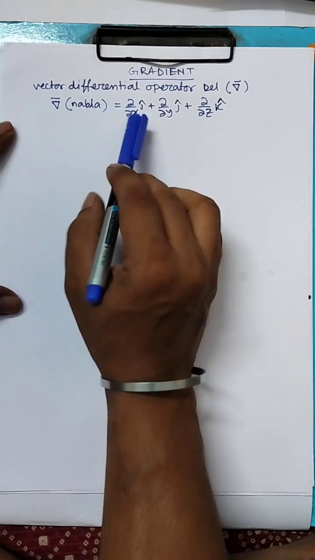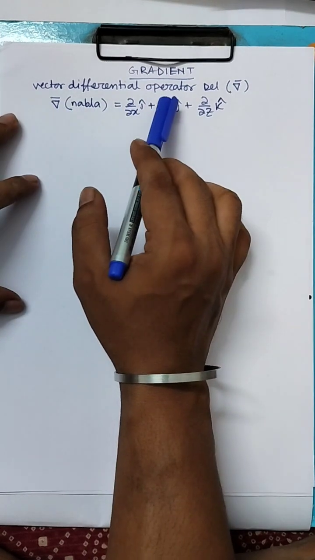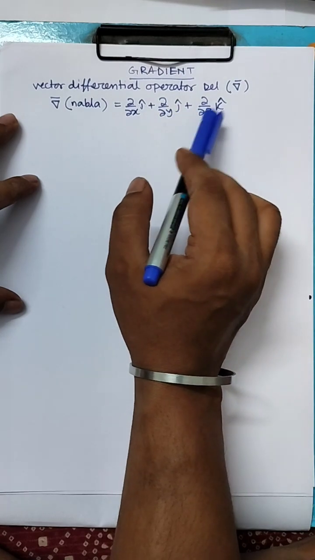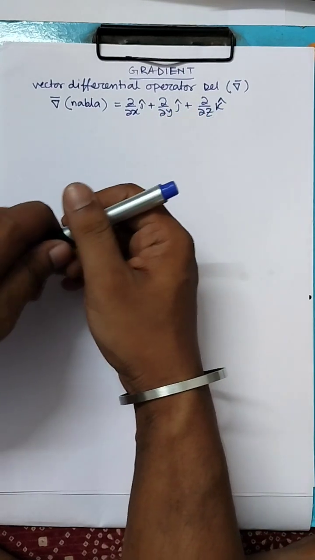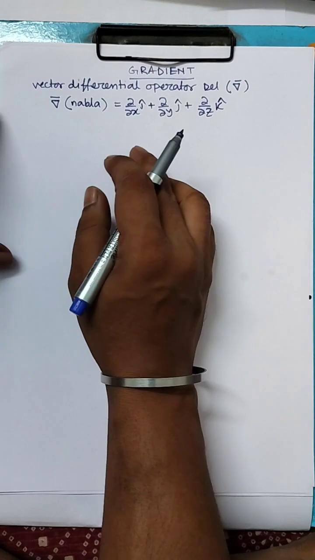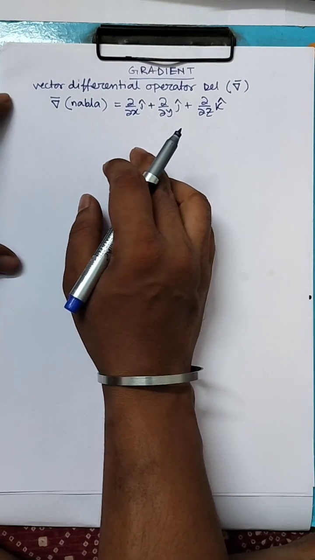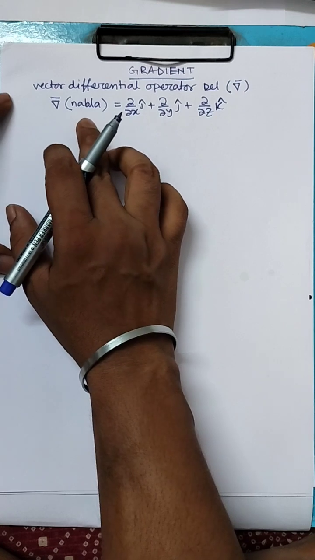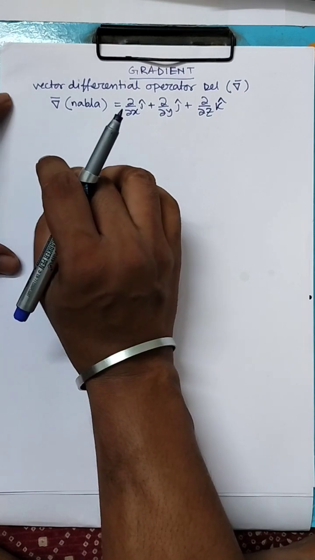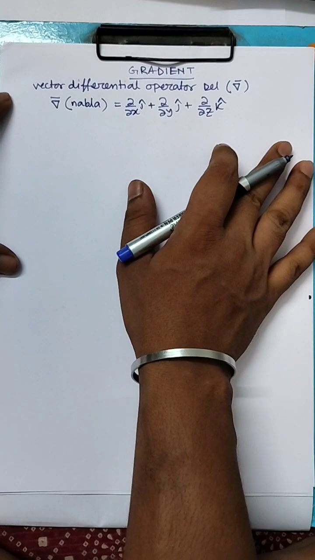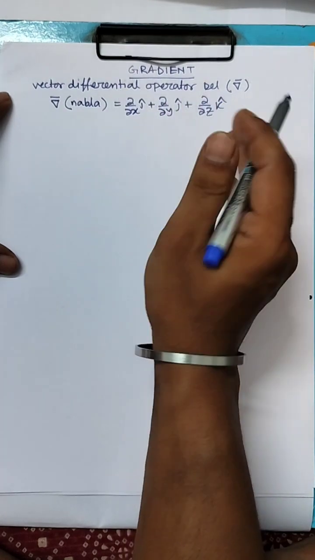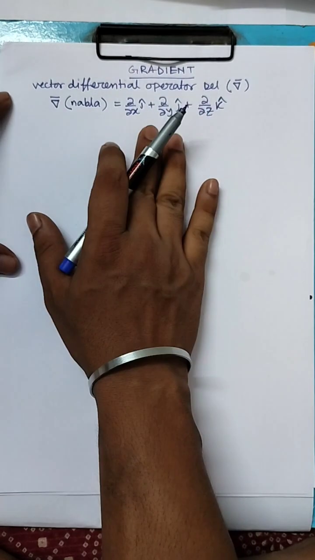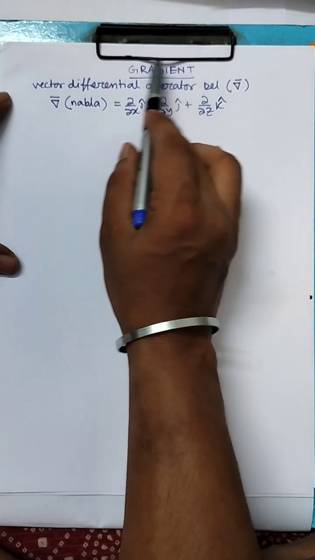Del is equal to ∂/∂x of i plus ∂/∂y of j plus ∂/∂z of k, where i, j, k are vector quantities. It is very useful in defining three quantities which arise in practical applications and which are known as gradient, divergence and curl. In this video, we only concentrate on the gradient.